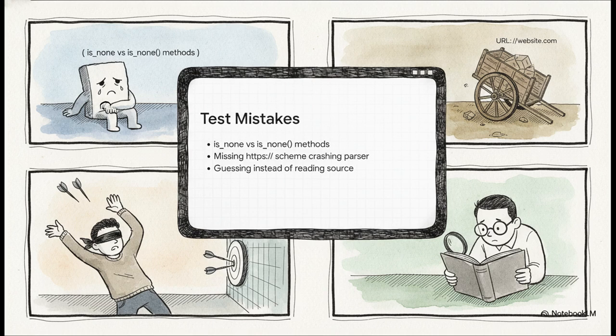Second, writing a test URL without the https:// scheme. Without a scheme, the URL parser instantly fails and completely crashes the test. And third, guessing the case of the vendor name as lowercase github instead of the exact byte-by-byte capitalization of capital G, capital H, GitHub used in the source code. The big lesson here? Always grep before you guess. Look at the actual source code. Do not rely on your memory.